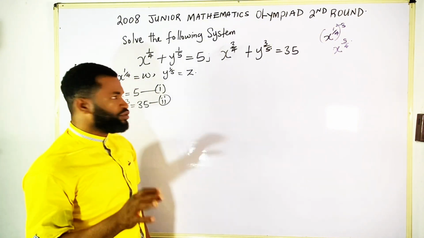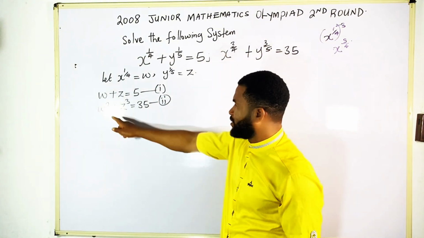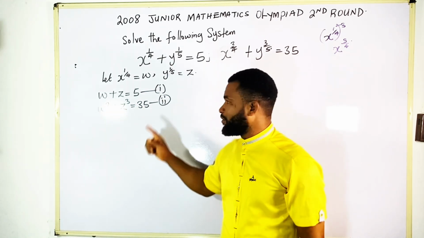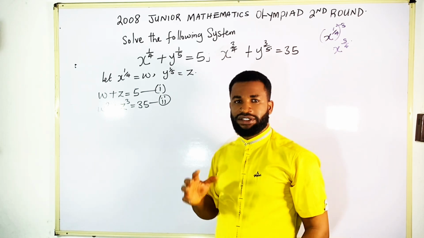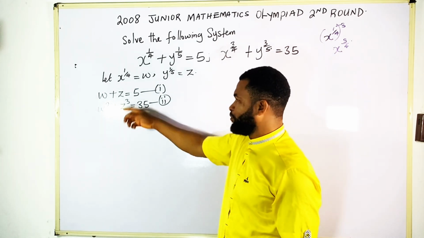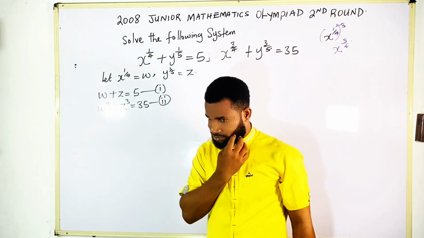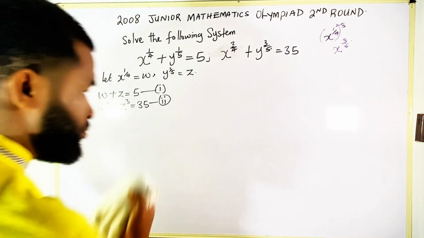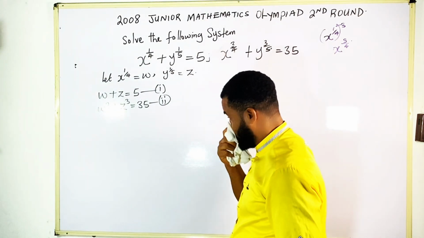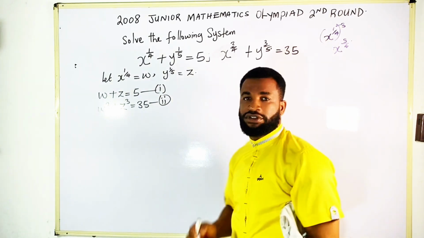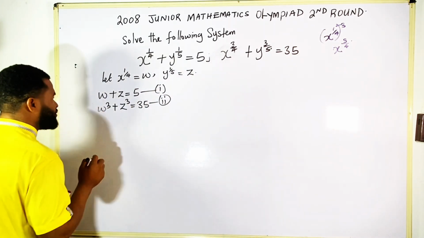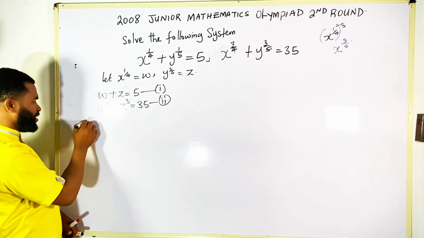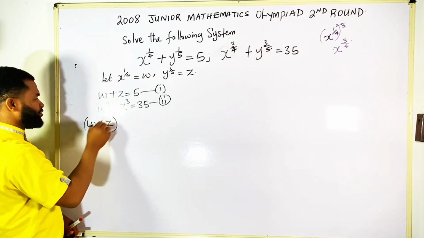Now, for this reason, we are going to be very tactful with this. Since I have w raised to power 3 plus z raised to power 3, I am going to find the cube, not cube root, I'm going to find a cube of this thing. All right, so let me show you what I mean. Let me cube this value. I'm going to have w plus z raised to power 3.